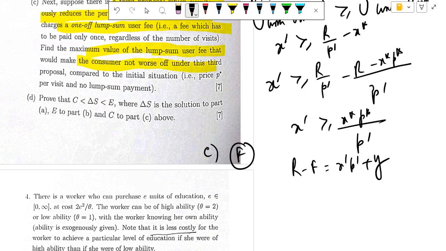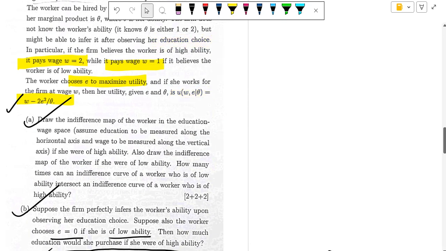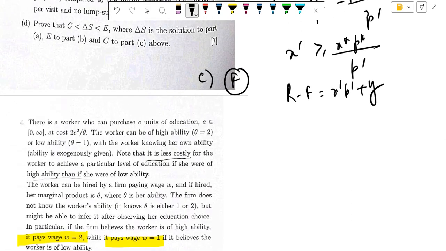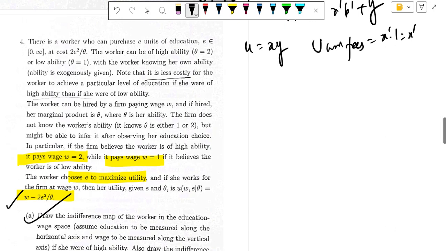So now let's analyze the consumer's utility under this proposal. The consumer's utility is U equal to XY. So the consumer's utility with the reduced entry fee and lump sum fee is U with fees, that is X dash equal to 1, that is X dash, okay. And the consumer's utility without the fees is this.